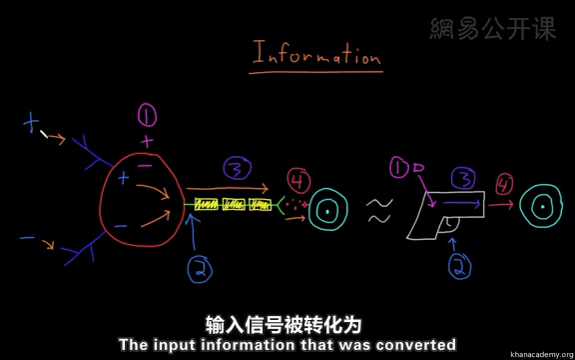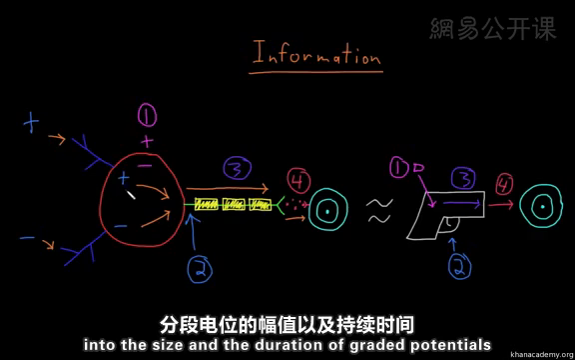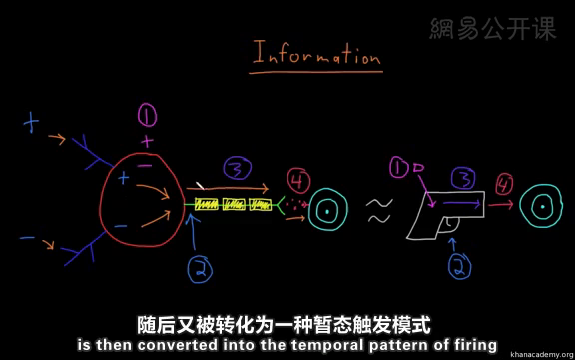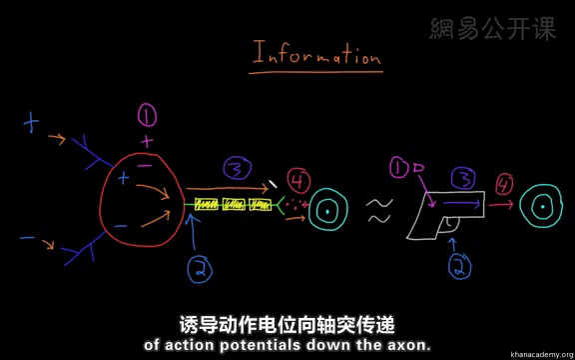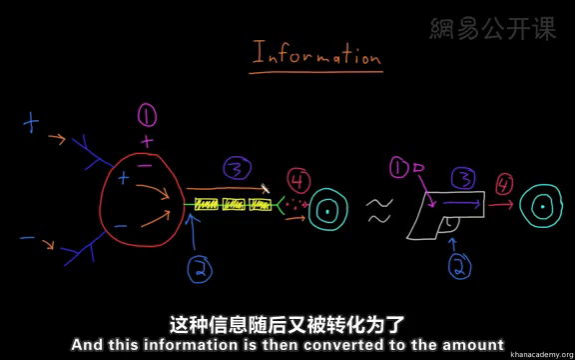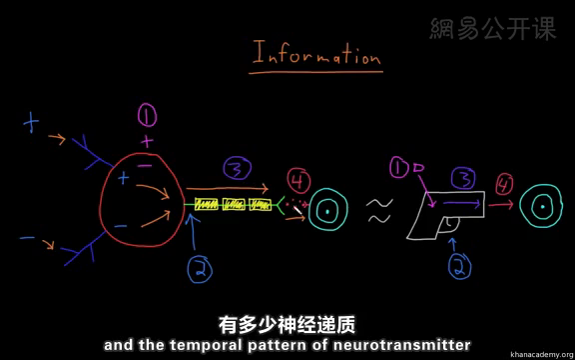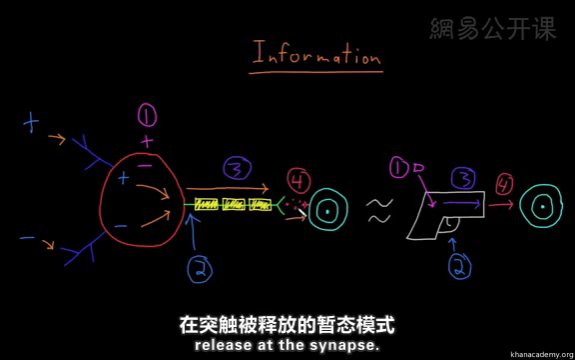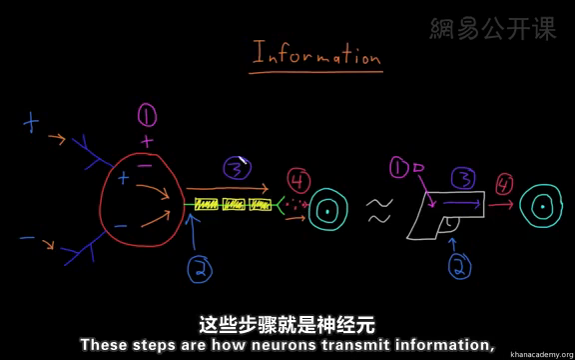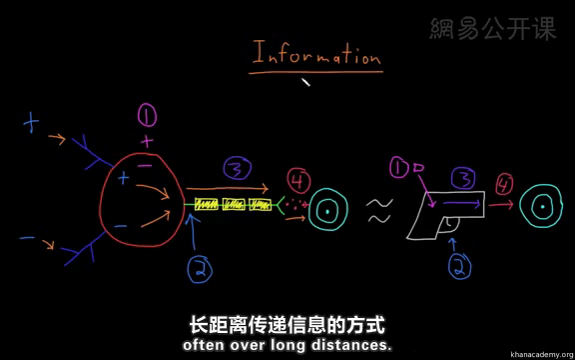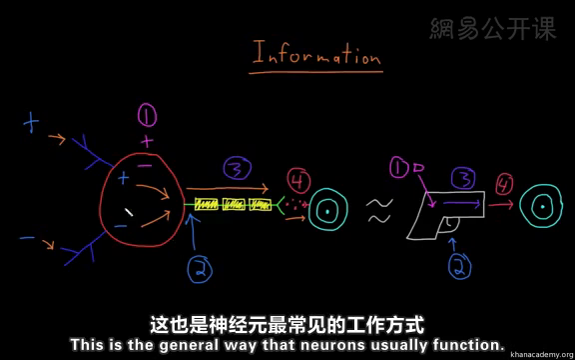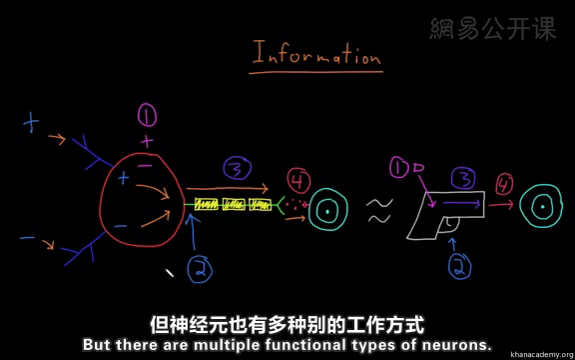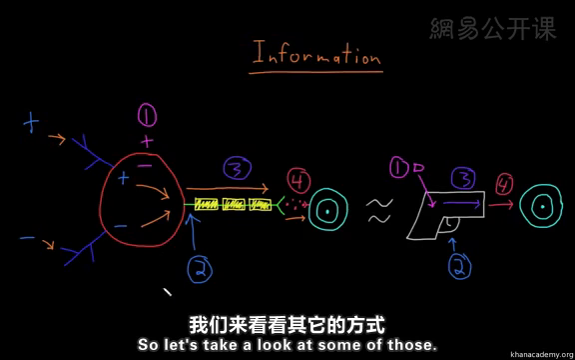The input information that was converted into the size and the duration of graded potentials is then converted into the temporal pattern of firing of action potentials down the axon. And this information is then converted to the amount and the temporal pattern of neurotransmitter release at the synapse. These steps are how neurons transmit information, often over long distances. This is the general way that neurons usually function, but there are multiple functional types of neurons. So let's take a look at some of those.